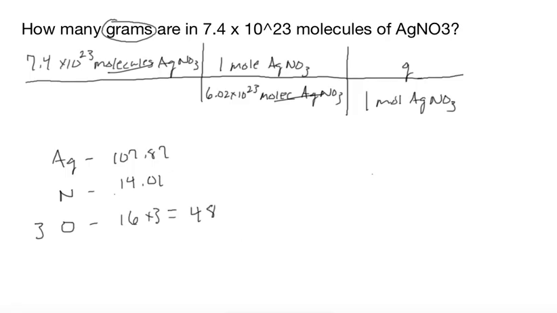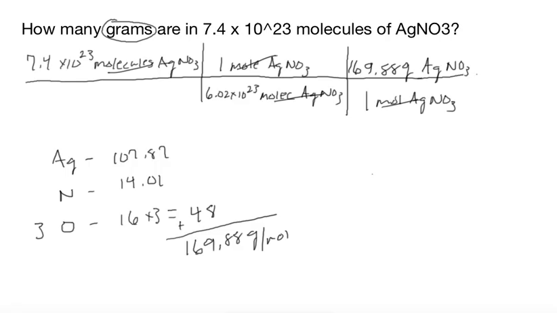So we'll say 48. So we're going to take 48, we're going to add it to 14.01 and add it to 107.87. So when we take all 3 of these numbers and add them up, so let's say, 48 plus 14.01 plus 107.87, so we get 169.88. And the units on this is grams per mole. And here we've got our 1 mole, so this number just goes up here. So it's 169.88. So now moles will cancel with moles, and I'm left with grams of AgNO3, which is what I want.